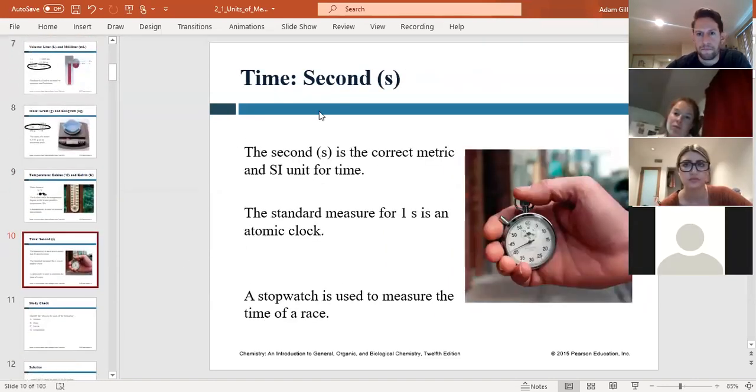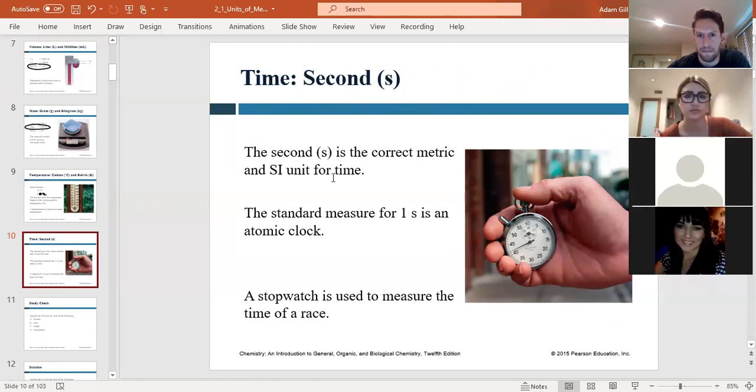Okay, time. Time is measured in seconds, or minutes or hours, right? And the standard SI unit for time is the second. So pretty much everyone's familiar with that.